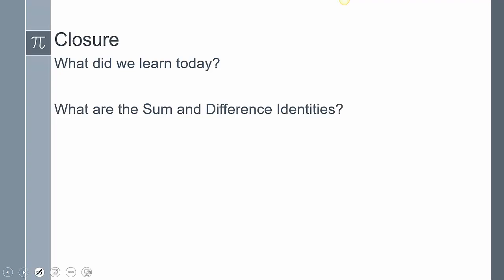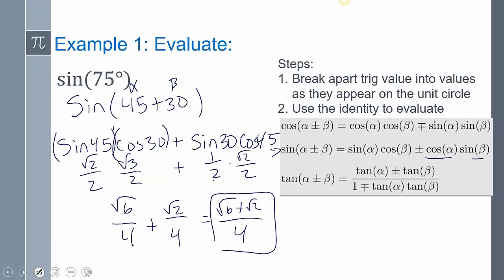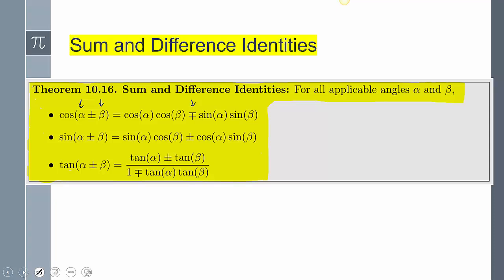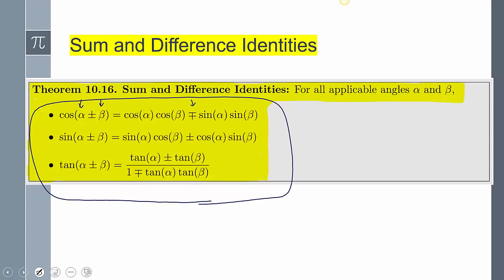So what did we learn today? We talked about the sum and difference identities and how to use them to evaluate trig values. Now my sum and difference identities, these are them right here. We need to have them memorized because they're going to be very important.